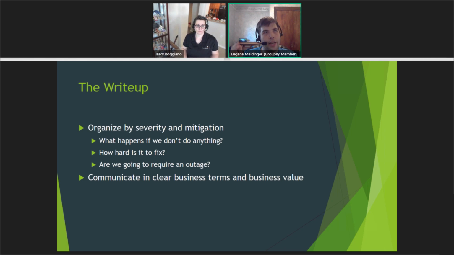And I take screenshots and I put data into Excel from queries that I ran. I give them the queries that I ran. And so the way that I organize it is by severity and difficulty of mitigation. So what I like to do is I have high, medium, and low. I say high: if you don't fix this, you're going to be in a world of hurt. Medium, you should probably fix this. Low, it would be good to do this.